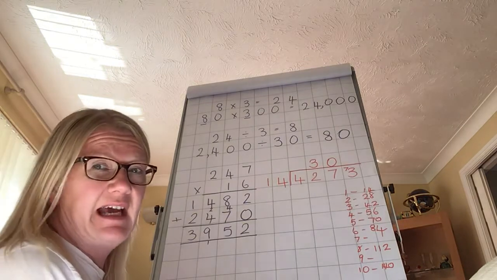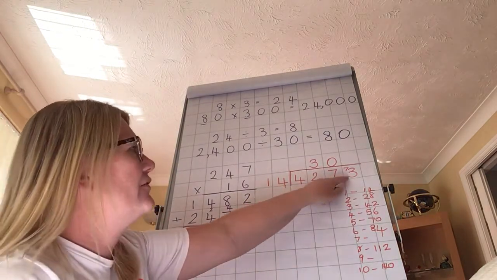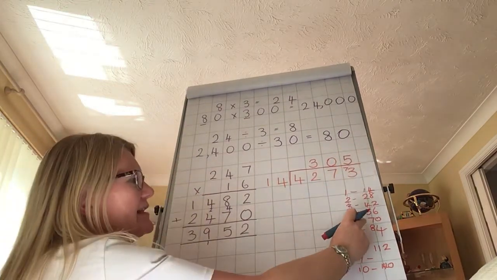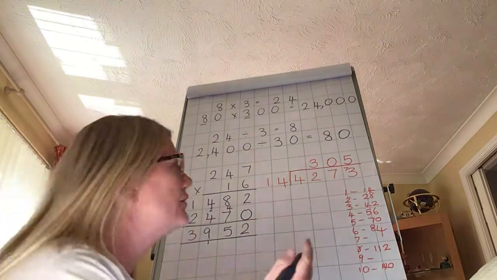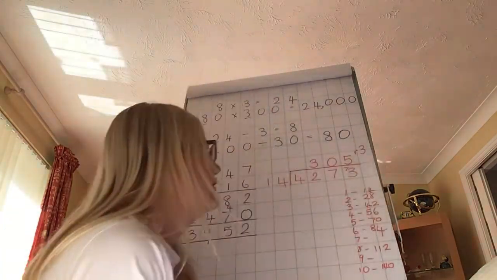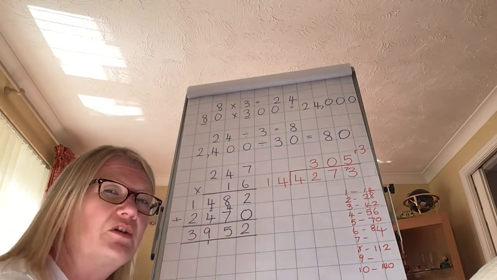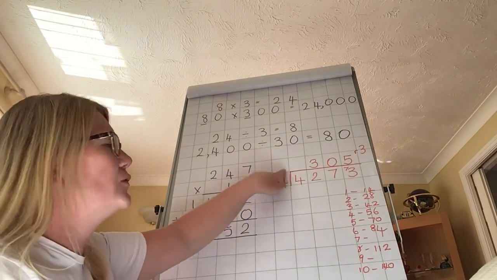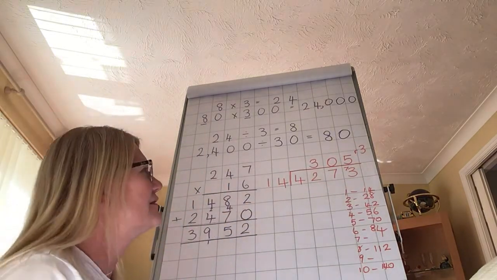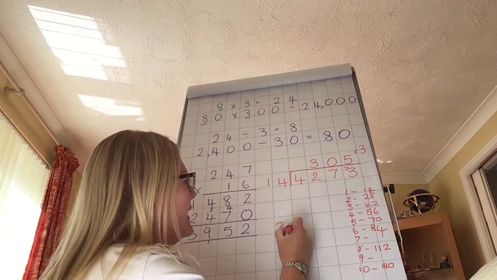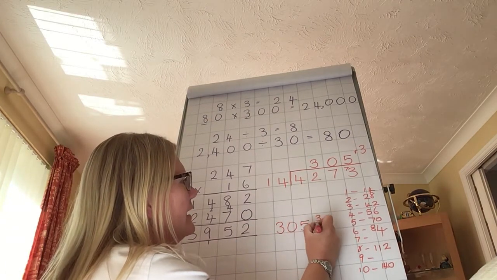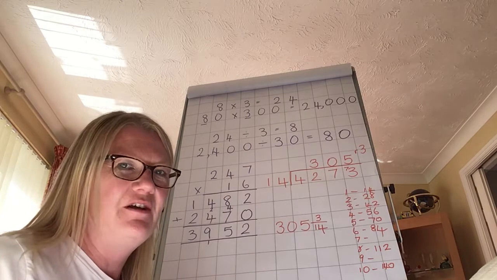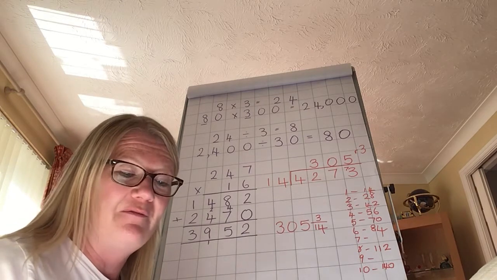So I regroup my 7 10s as 70 1s. How many 14s are in 73? 5. Okay, 5 14s are 70. I've got 3 left, so I could write remainder 3. Okay? I might want you to write it as a fraction. If it was a fraction, you've got 3 left out of a group of 14. And we've done lots of work on fractions, so it would be 305 and 3/14. Right, so that was a super fast refresher on your division and multiplication and some of your mental methods.